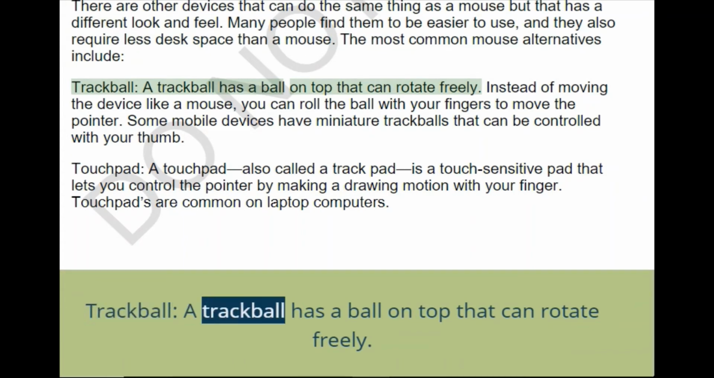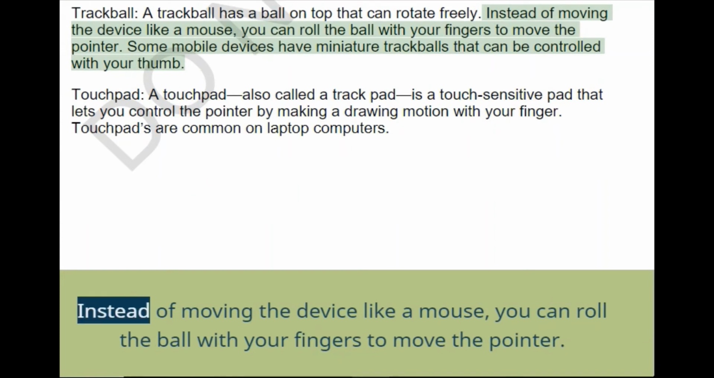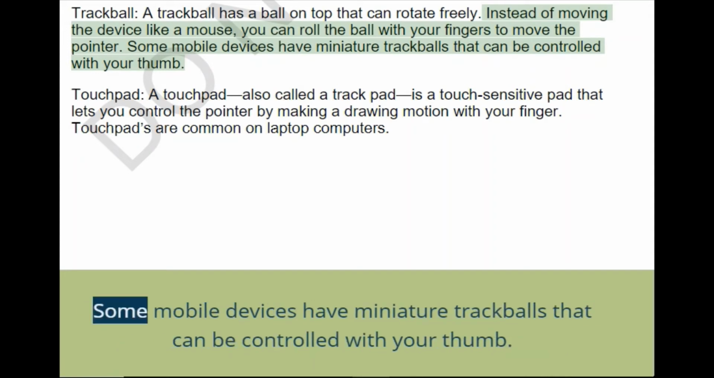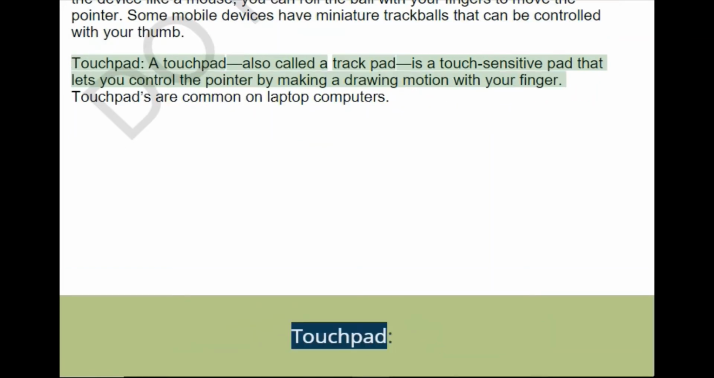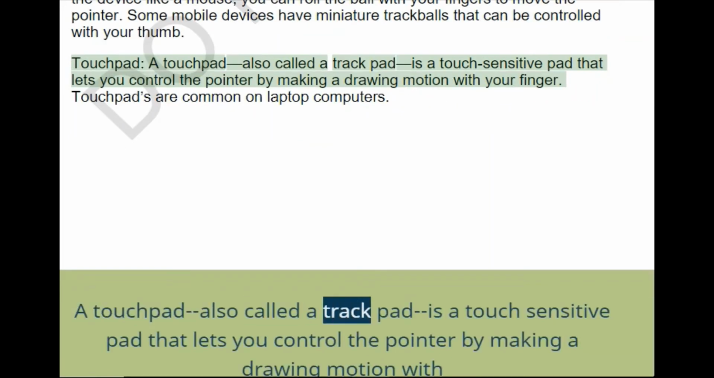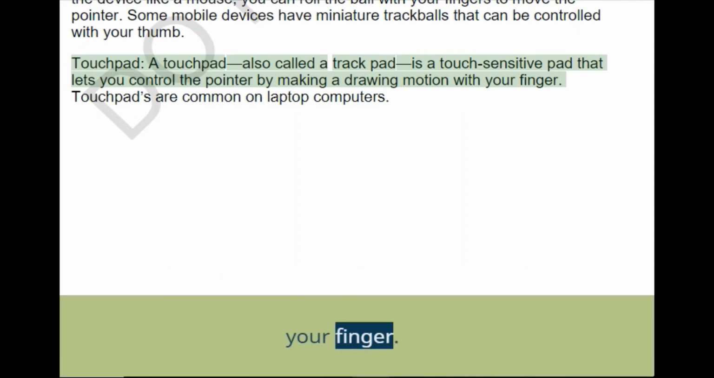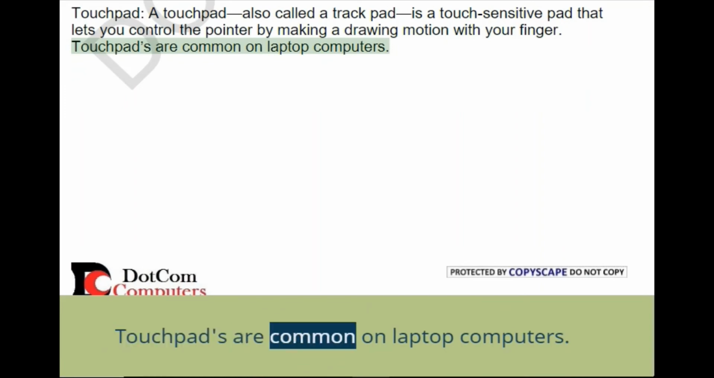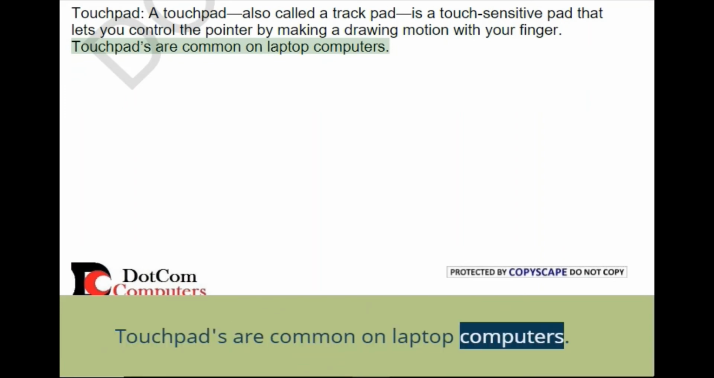trackball. A trackball has a ball on top that can rotate freely. Instead of moving the device like a mouse, you can roll the ball with your fingers to move the pointer. Some mobile devices have miniature trackballs that can be controlled with your thumb. Touchpad. A touchpad, also called a trackpad, is a touch-sensitive pad that lets you control the pointer by making a drawing motion with your finger. Touchpads are common on laptop computers.